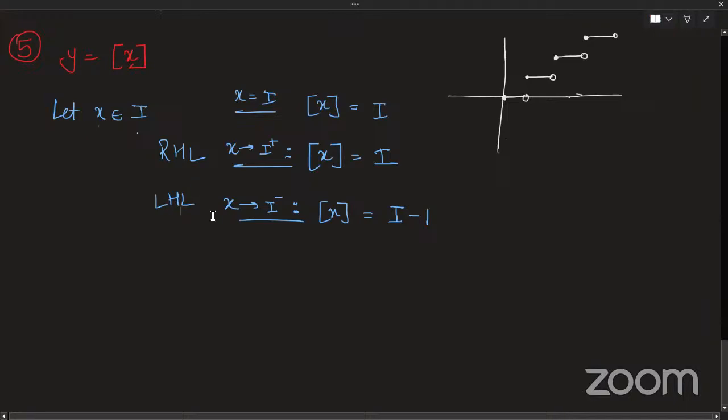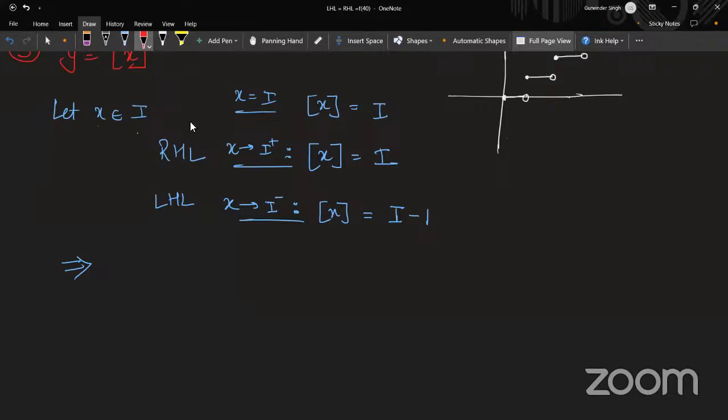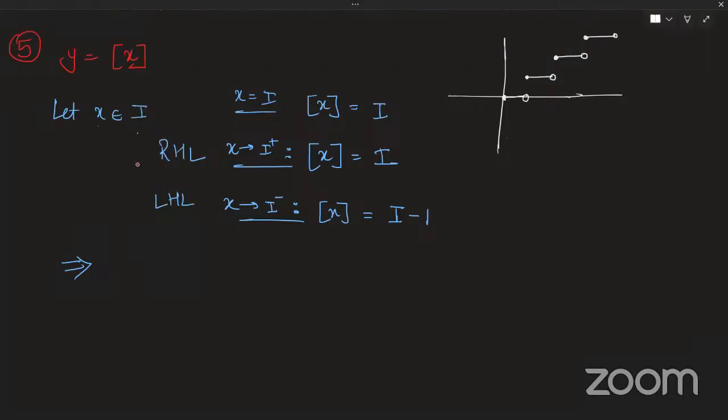So my left hand limit, right hand limit, and the value at that particular point, all three are not matching. My right hand limit and my value at that particular point are both equal to I, but my left hand limit is I minus 1. So it is not matching. What can I infer? What can I conclude from this? It is not continuous. The greatest integer function is not continuous at integer points.